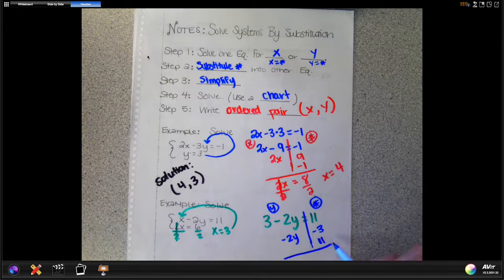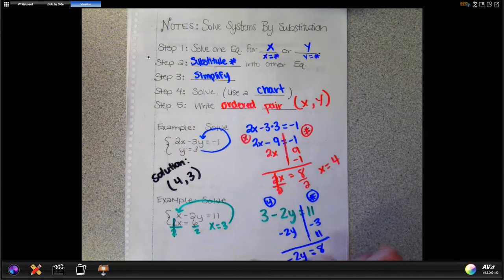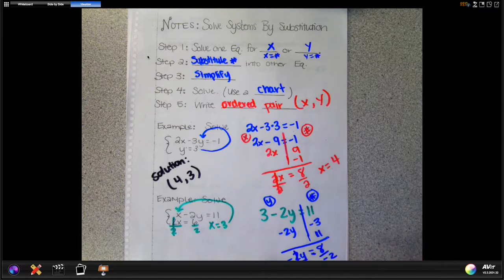Let's add these up. Negative 2y plus nothing is negative 2y. And negative 3 plus 11 is 8. And our last step is to divide. We get y equals negative 4. Okay, we have every piece of information we need. So the question is, where would these two graphs cross on a coordinate grid?